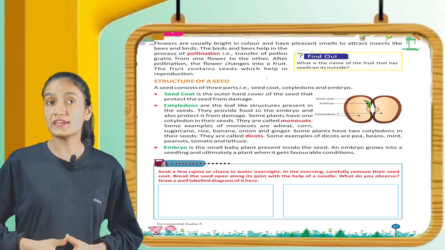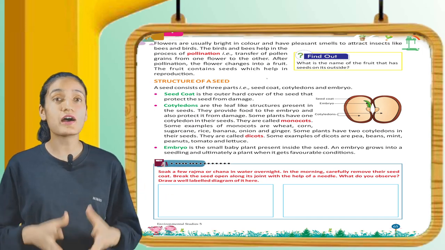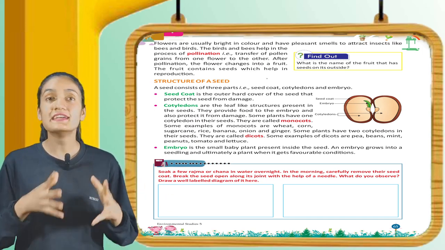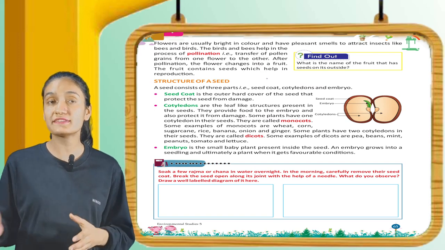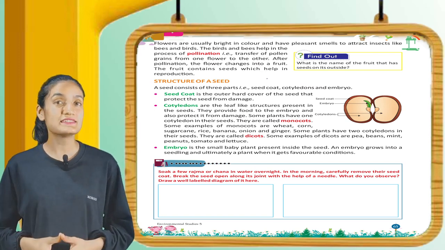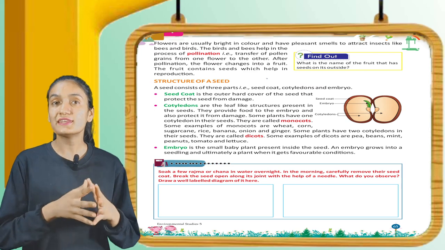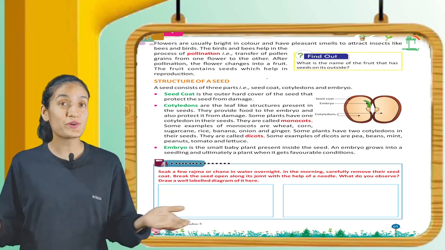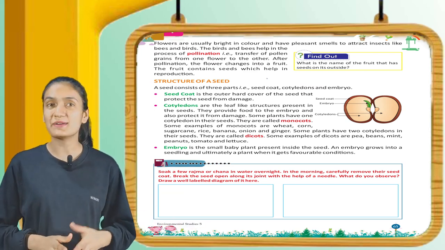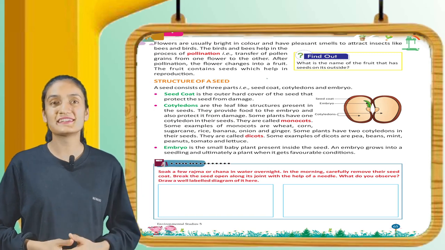Now, let's do the activity. Soak a few rajma or chana in water overnight. In the morning, carefully remove their seed coat. Break the seed open along its joint with the help of a needle. What do you observe? Draw a well-labeled diagram of it here.